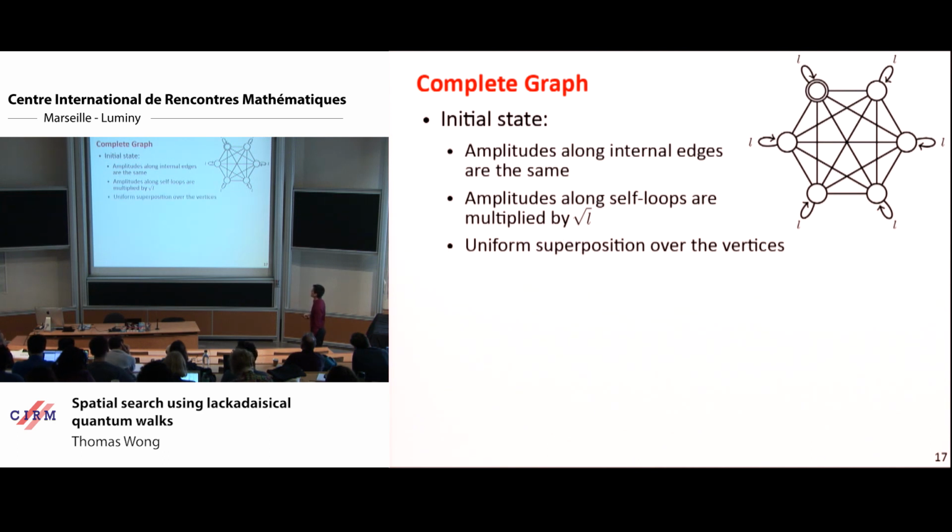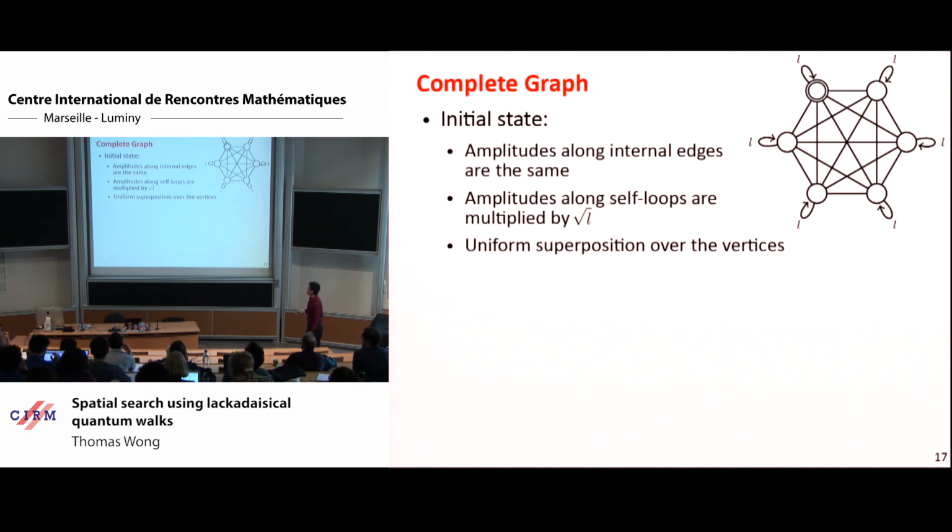One of them is that this is a uniform superposition over the vertices, so every vertex has the same total probability, because all of these internal edges are the same, and all of these self loops have the same amplitude as well. So basically every vertex has the same total amount of amplitude, the same total amount of probability. If you were to measure this initial state, you'd get each vertex with probability 1/6 in this case.